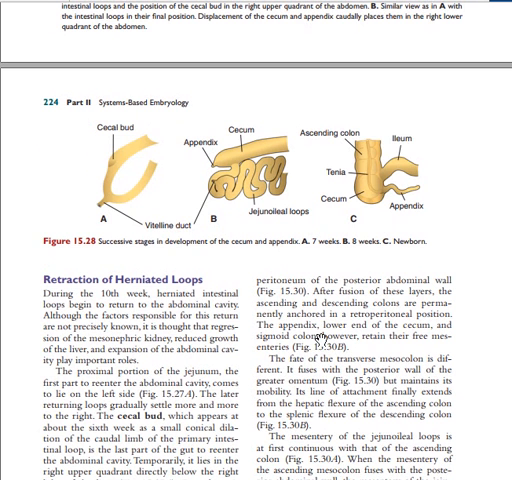So as you can see in this diagram, the cecal area, because of the growth of the small intestine, has the cecal bud pushed upward. Then later on, the cecal bud is going to retract and be pushed to the left side.